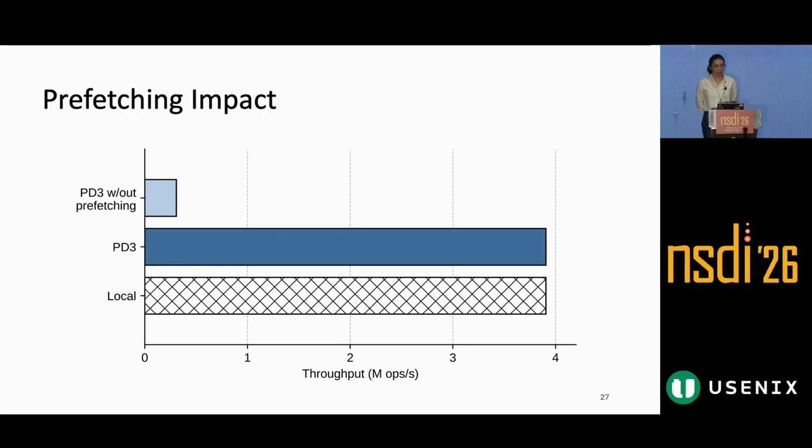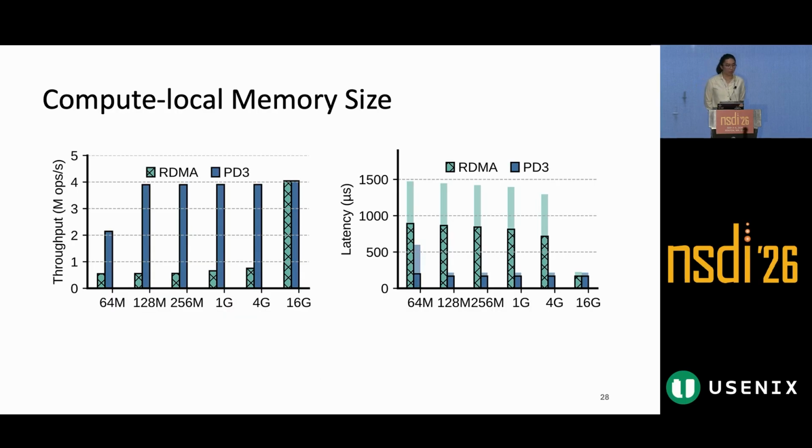And even more notably, with prefetching, PD3 achieves equivalent performance to a local version where the entire working set is stored within local memory. And then finally, if we look into it a little bit further, we see on the right-hand side of this graph the performance of RDMA and PD3 when there's 16 gigabytes of local memory, which can hold the entire working set. And PD3 is able to actually match this performance with only 128 megabytes of compute local memory, which is less than 1% of the total working set size.